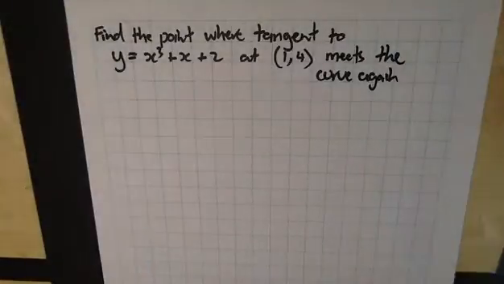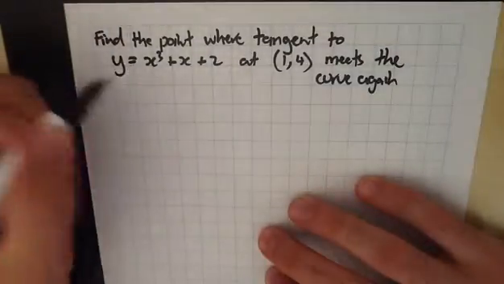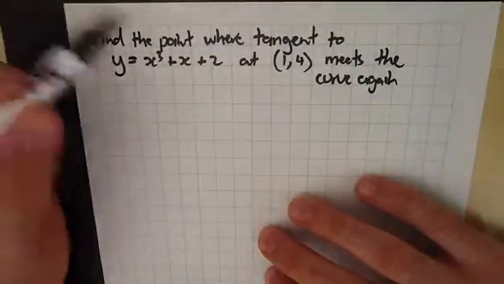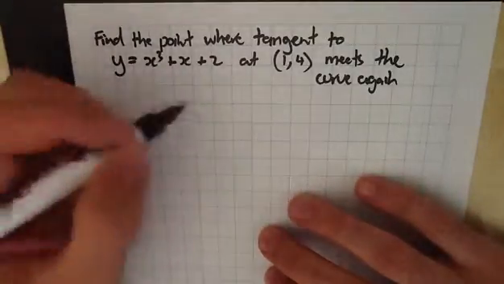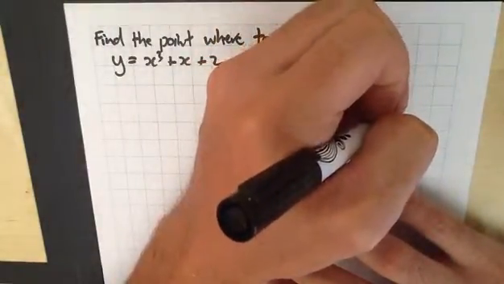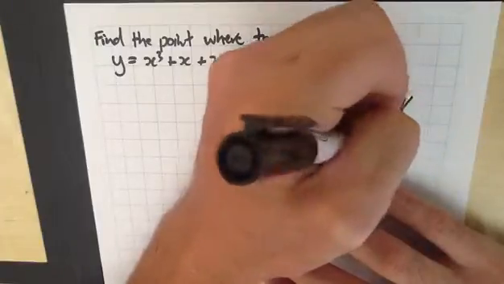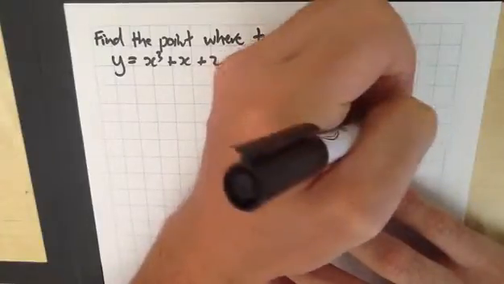Okay, so we're going to find the point or points where the tangent to this cubic, at this point, meets the curve again. So you've got a cubic, so just visualize a cubic. Let's say I've got something like this. And let's just say I've got a tangent at a point. See how the tangent can meet that cubic again at another point?